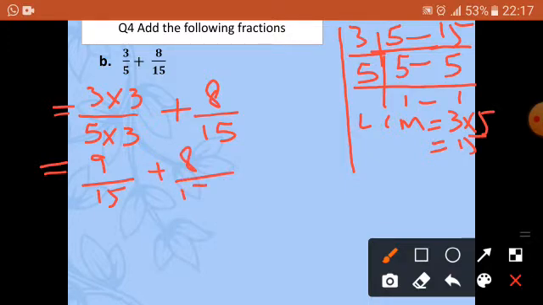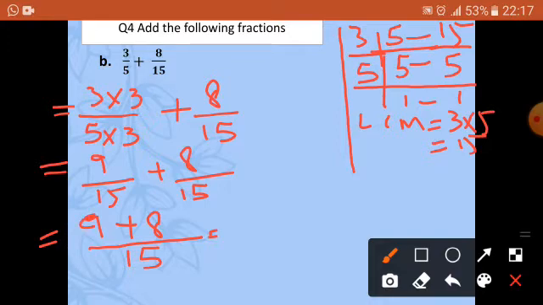After getting these answers, the next step is that we write the denominator once, after making the denominators the same, not before that. This should be written once and then the numerators as they are. So 9 plus 8. What is 9 plus 8? I hope you all know this addition. 17 divided by 15. See?